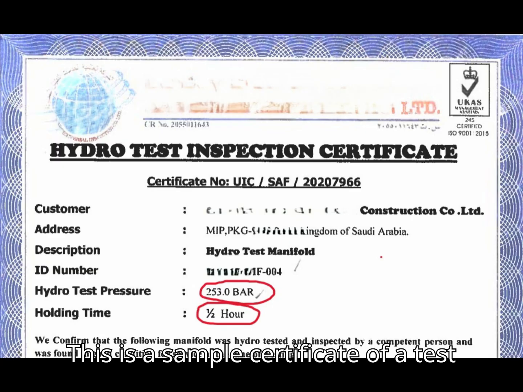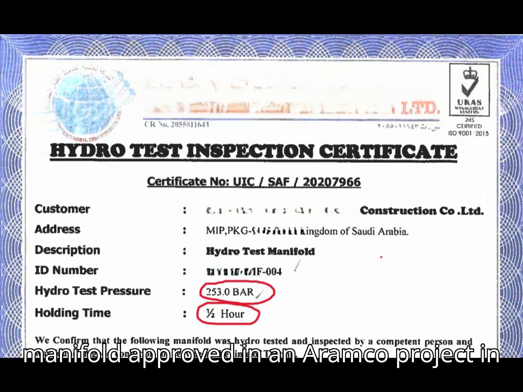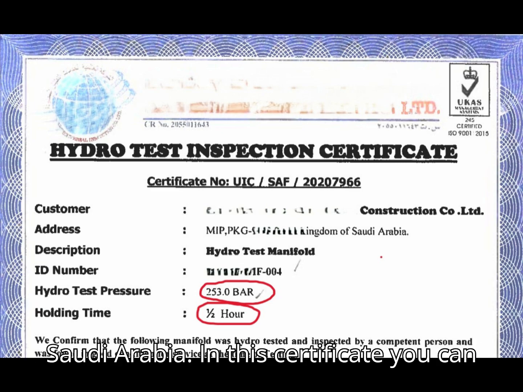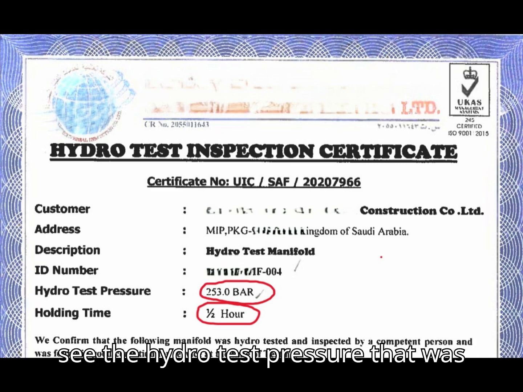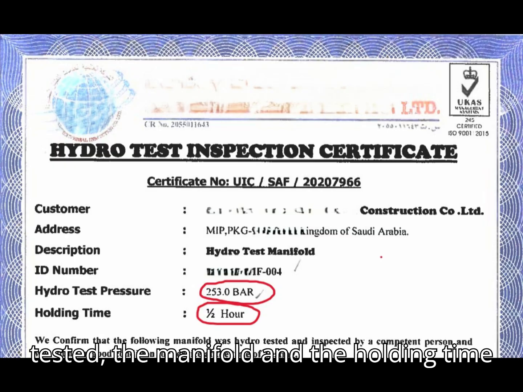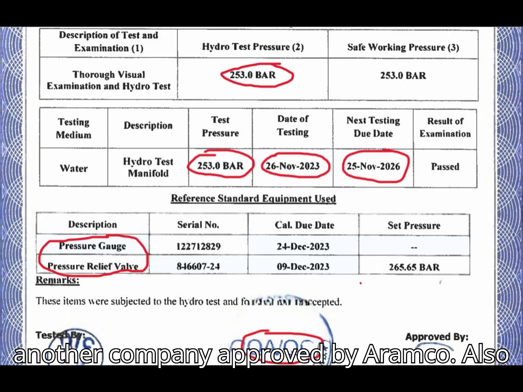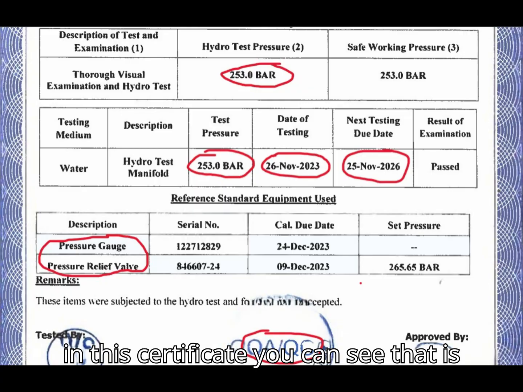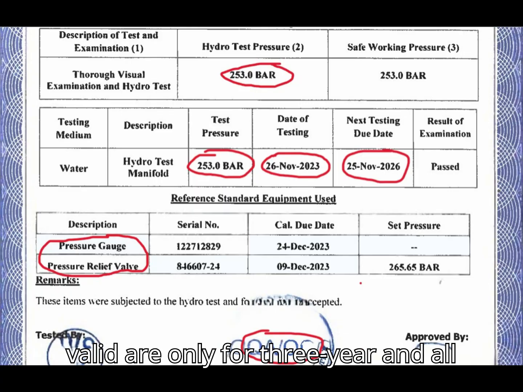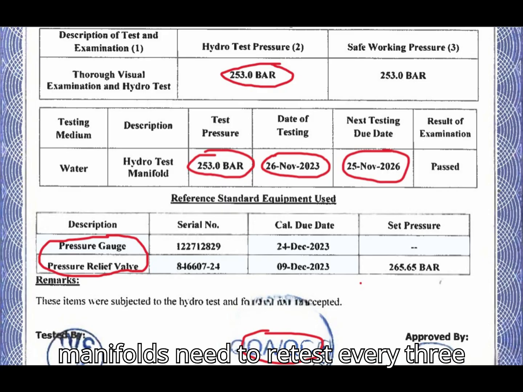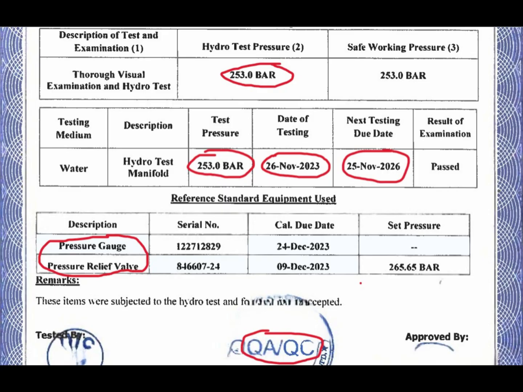This is a sample certificate of a test manifold approved in an Aramco project in Saudi Arabia. In this certificate you can see the hydrotest pressure that was tested, the manifold, and the holding time of the test. The manifold must be tested by another company approved by Aramco. Also, in this certificate you can see that it is valid only for 3 years, and all manifolds need to be retested every 3 years.